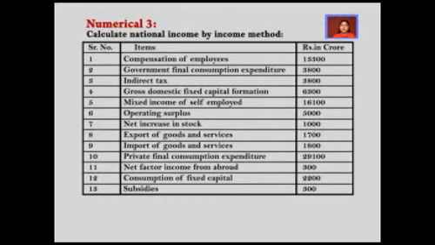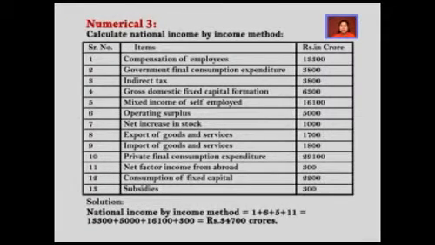Private final consumption expenditure 29,100 crores. Net factor income from abroad 300 crores, consumption of fixed capital 2,200 crores, subsidies 300 crores. Solution: national income by income method is 1, that is compensation of employees, plus 6, that is operating surplus, plus 5, that is mixed income of self-employed, plus 11, that is net factor income from abroad, and that comes to 13,300 plus 5,000 plus 16,100 plus 300, and equals rupees 34,700 crores. And that is the third numerical which has calculated national income for us.